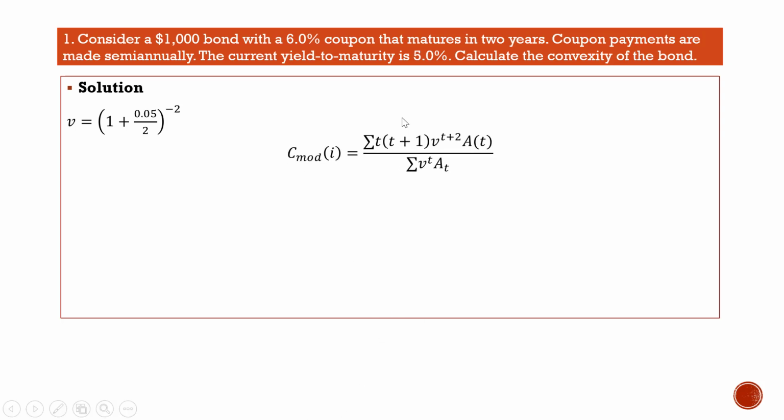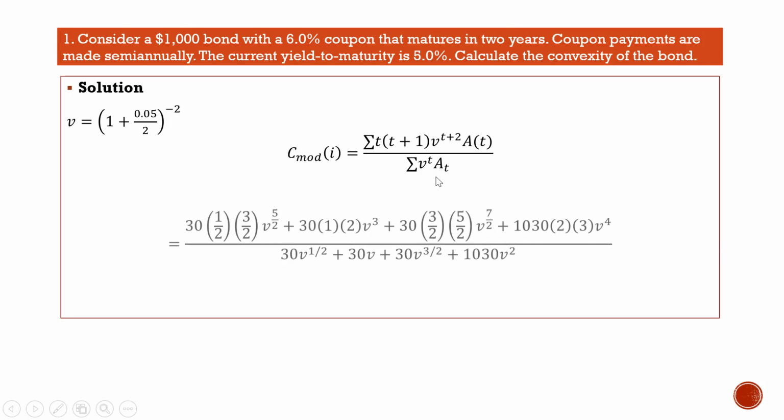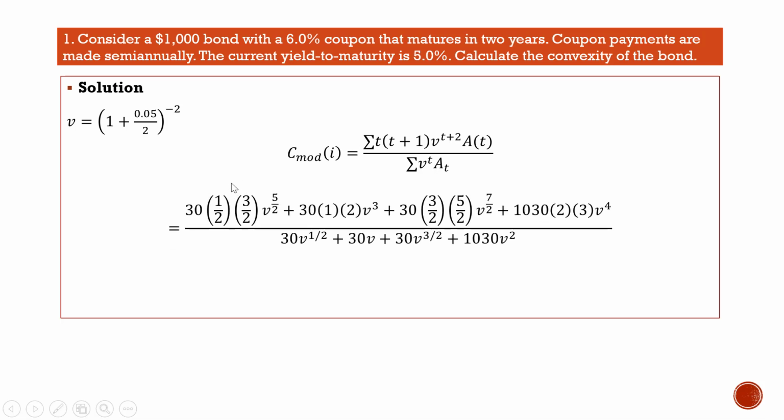The modified convexity used in the formulas is the summation of t times (t plus 1) v to the t plus 2 times A_t over the summation of v^t A_t. The first coupon is paid at time 1/2, so t is 1/2, t plus 1 is 3/2, v to the 1/2 plus 2, that is 5/2, and A_t is 30. The second coupon is paid at time 1, so it's 30 times 1 times 2 v cubed. The next coupon is paid at time 3/2, so 30 times 3/2 times 5/2, v to the 7/2. And at the end of 2 years, we get a coupon of $30 and the face amount $1,000.